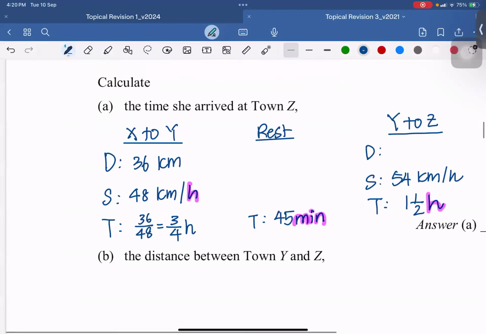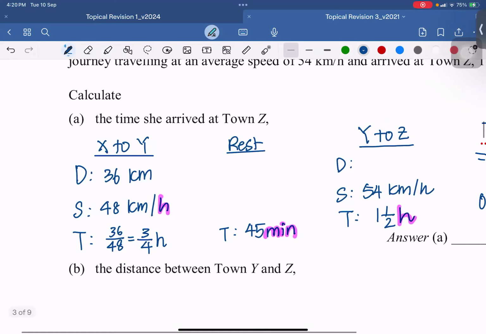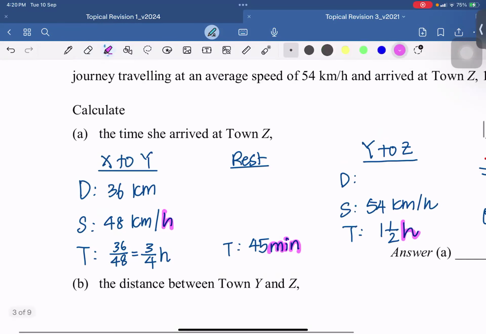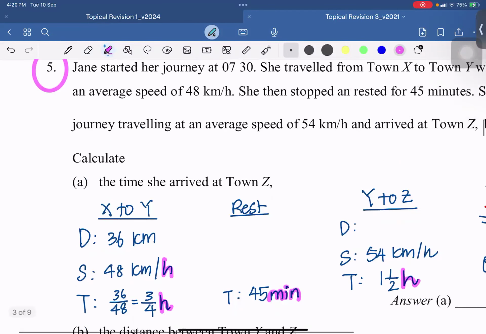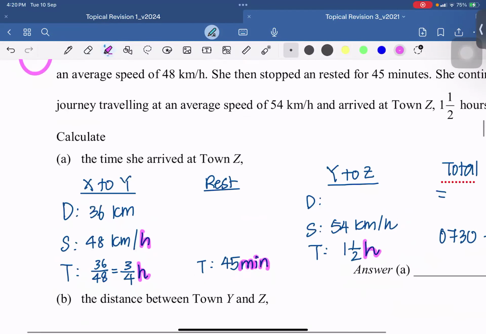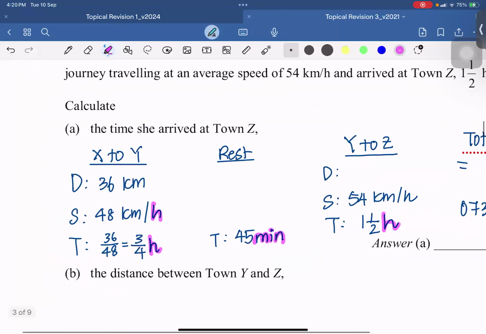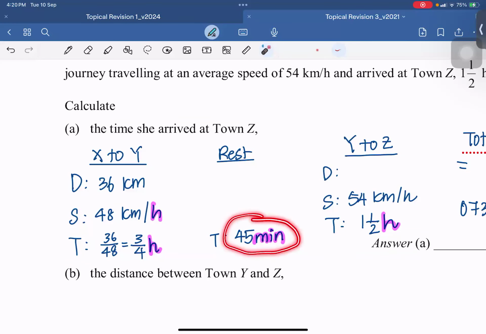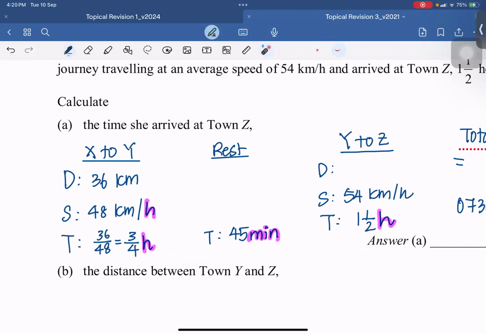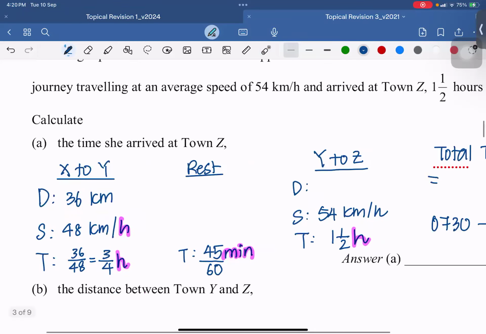Okay, very good. So in this case, I know this is my timing, 3/4 of an hour. Why do I need to take note of that? Because the next part, they tell me that she then stopped for a rest for 45 minutes. Is this timing in terms of hours? No, right? So I need to take note. How am I going to change this to an hour? I need to divide by 60. Okay, so I'll take it as this. And next part, I'm going to move from town Y to Z.